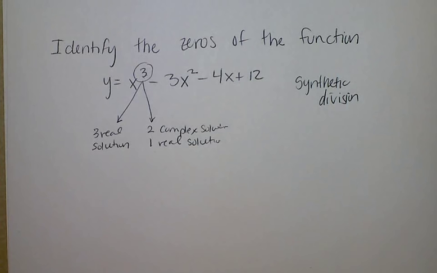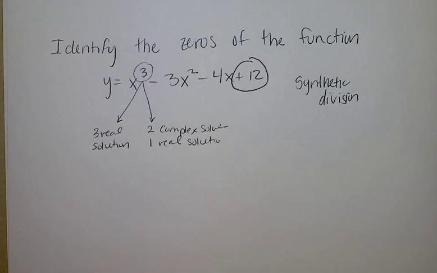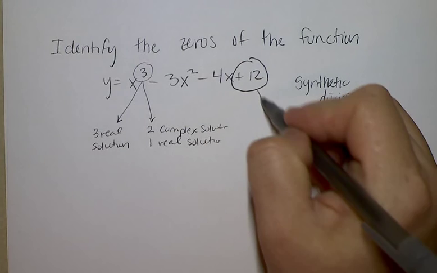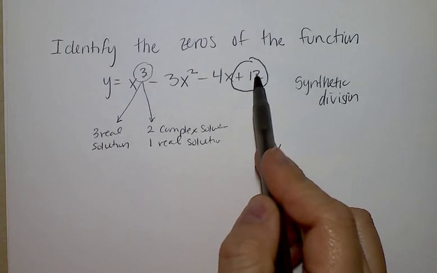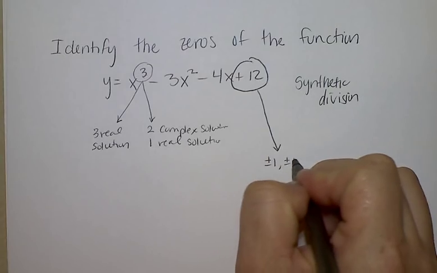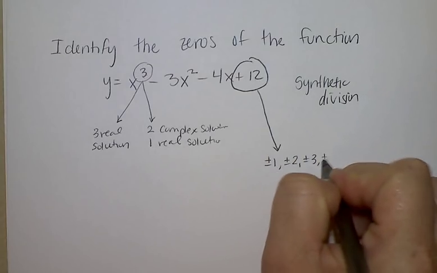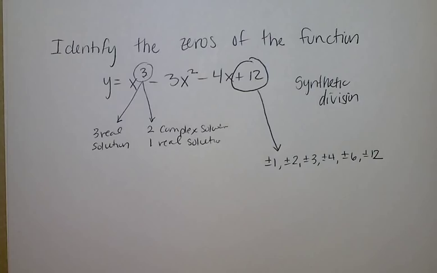So I'm going to circle the constant at the back and the sign that's in front of it. And I'm going to write down all of the possible real solutions. And the possible real solutions are going to be the numbers from 1 to 12 that nicely divide into 12. Plus or minus 1, plus or minus 2, 3, 4, 6, and 12. So there's 12 different options for me to try.